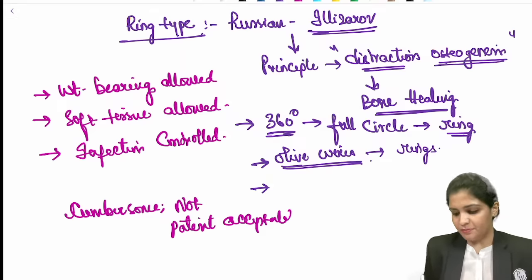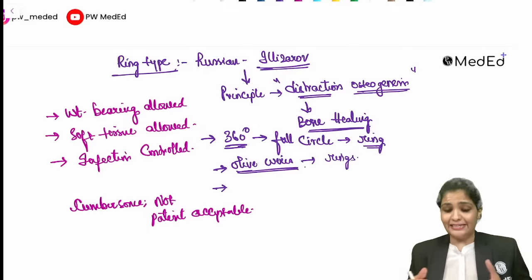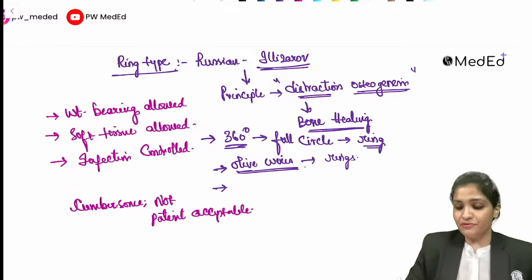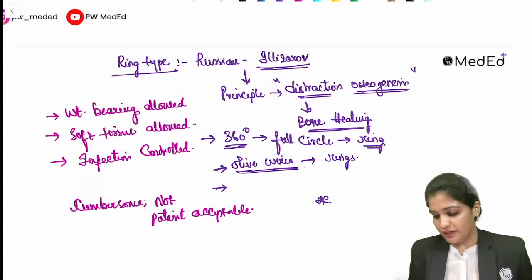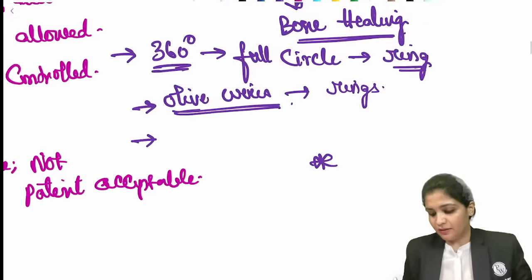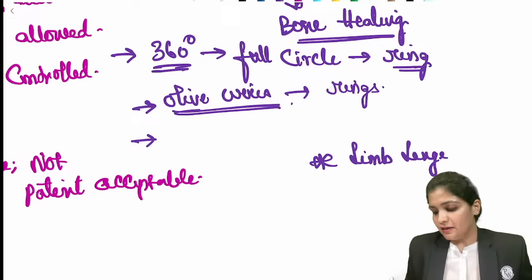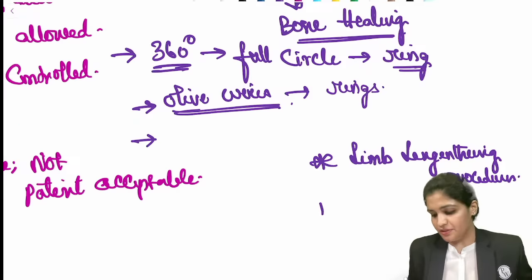Not so patient acceptable. So usually this is done, and hence it has some disadvantages to it. It is used only for certain conditions. So what are those conditions? It is mainly used in limb lengthening. It has got its popularity in limb lengthening procedures. So Ilizarov is mainly used for limb lengthening procedures and in case of non-union.